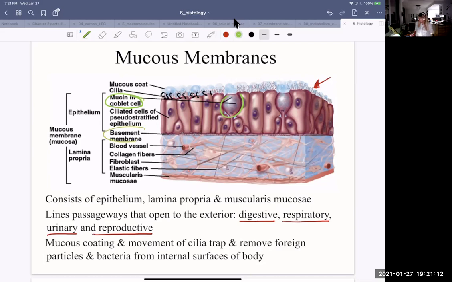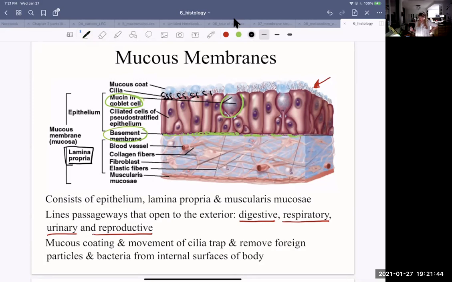The basement membrane holds the epithelial cells, attaches them onto the underlying tissue, which is connective tissue. In this case, it's loose connective tissue. And that layer is known as the lamina propria. And that's underneath the epithelial layer.